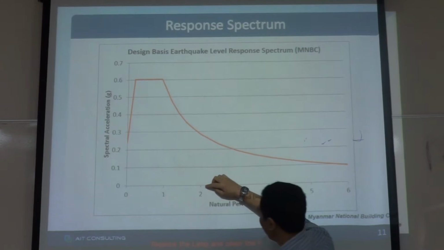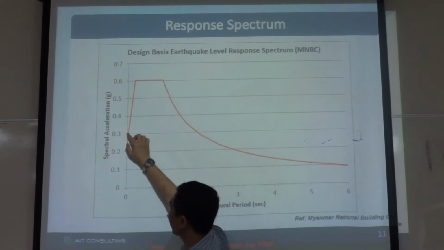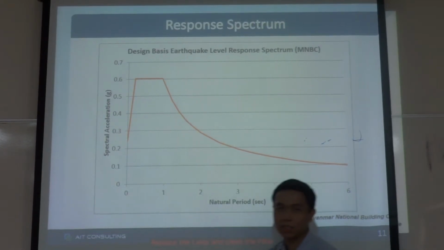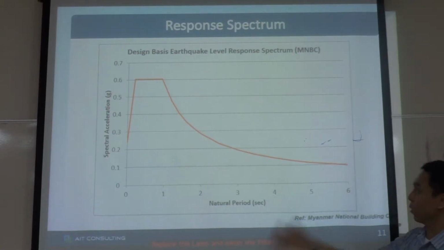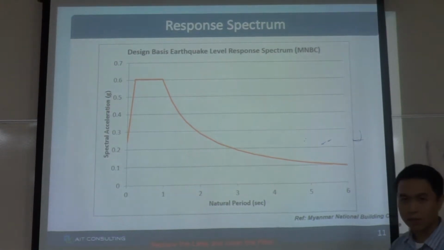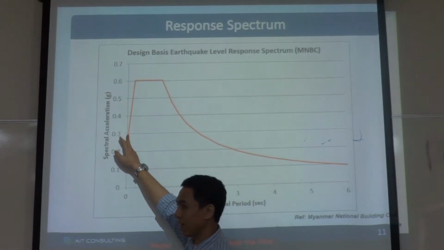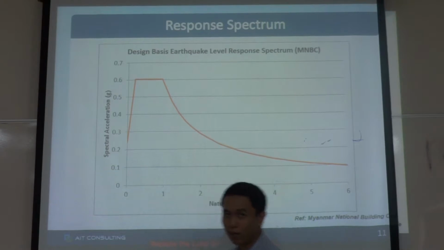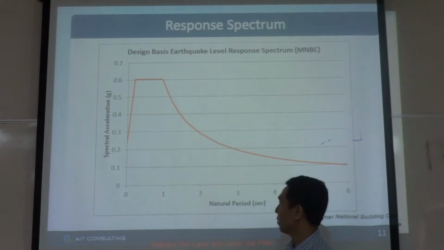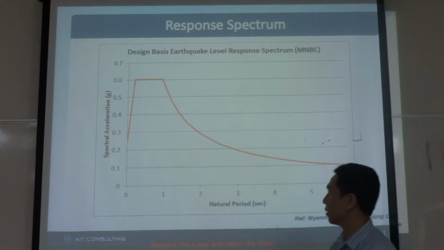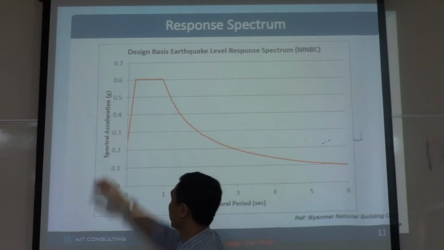For example, if you have a 20-story building with a period of 2 seconds, the acceleration of the building will be 0.3 g. This is just an approximation. When we calculate the seismic design force, this 0.3 g is the acceleration, and you multiply it with the mass of the building to get the design base shear. Do not confuse it with the ground acceleration.